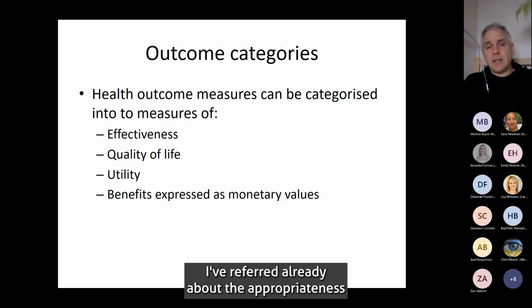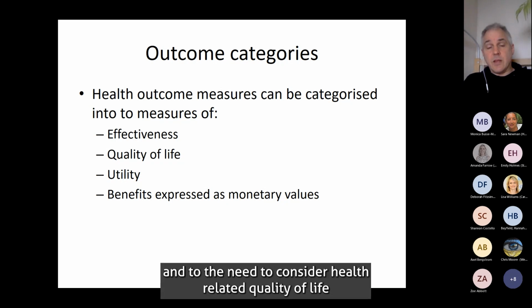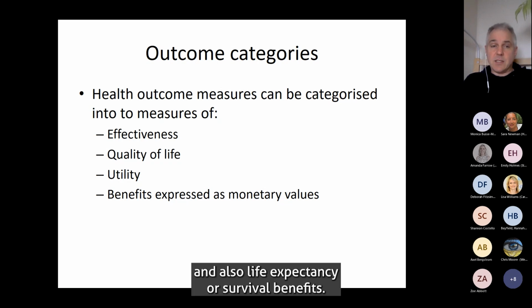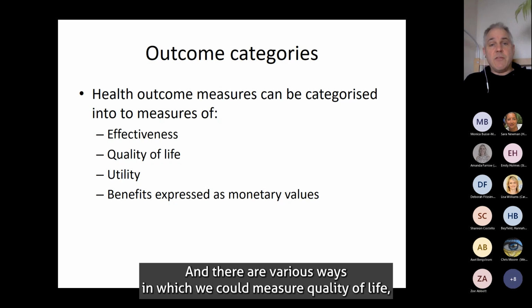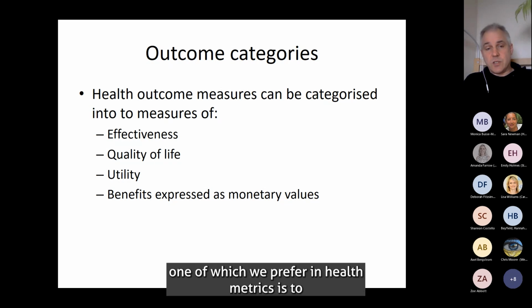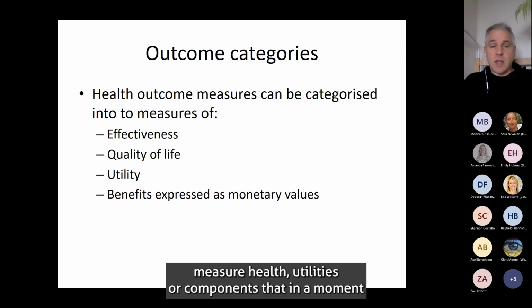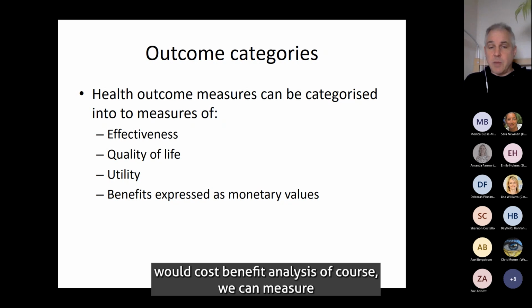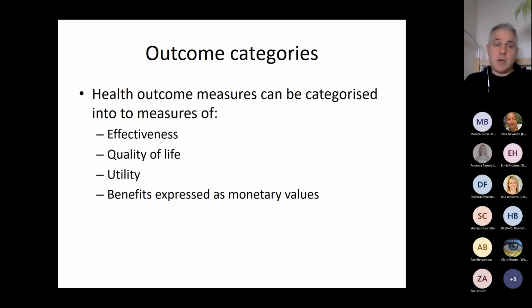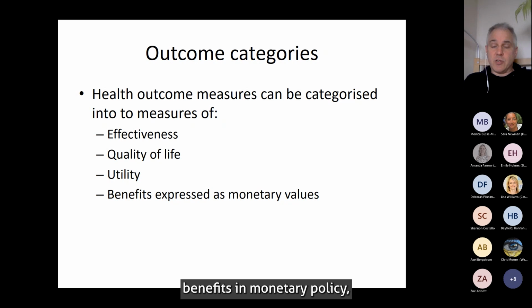I've referred already about the appropriateness and the need to consider health-related quality of life, and also life expectancy or survival benefits. And there are various ways in which we could measure quality of life. One of which we prefer in health economics is to measure health utilities, and I'll come on to that in a moment. With cost-benefit analysis, of course, we can measure benefits in monetary value, but there are difficulties in doing so.